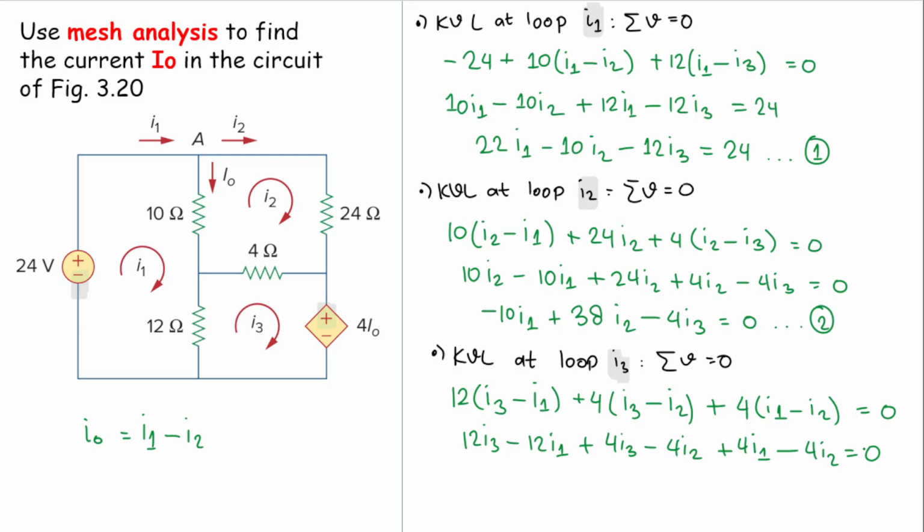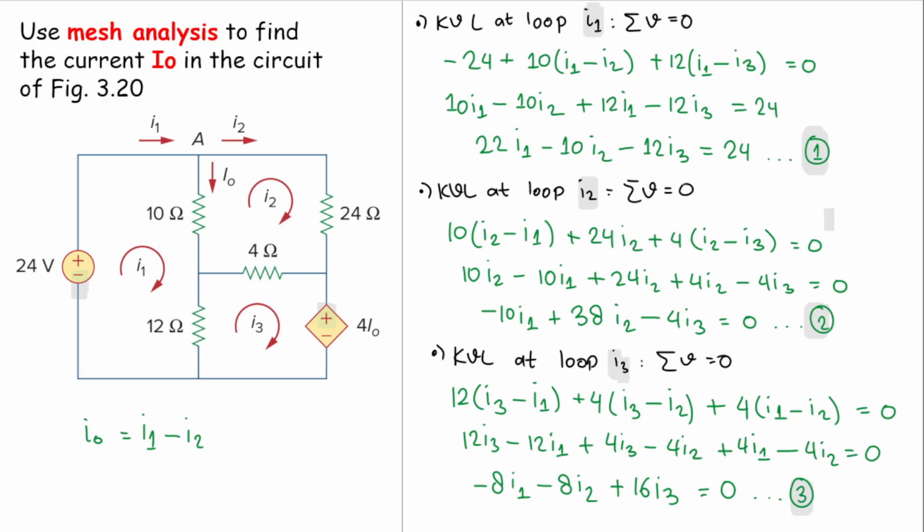Good. Now we will have minus 12 plus 4. That will be minus 8 I1. Okay, and then for I2, I will have minus 4 and minus 4. So we'll have minus 8 of I2. Then for I3, I will have 12 plus 4. And we will have plus 16 of I3. And that will be our third equation, which is equal to 0. Okay. So we have 3 equations with 3 variables. We should be able to solve them, right?